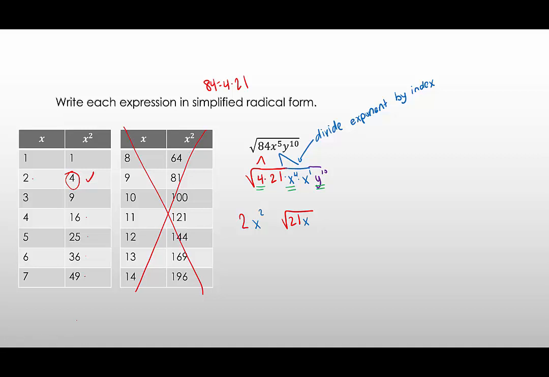Y to the 10th, just like we did with x to the 4th, we're going to divide the exponent 10 by the index 2. 10 divided by 2 is 5. Because we were able to actually divide or simplify, take the square root, we'll put it out in front. And just to put this as one solid color, our final answer here is 2x squared y to the 5th times the square root of 21x. And this is as simplified as this radical expression can get.